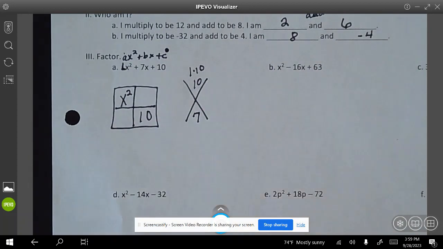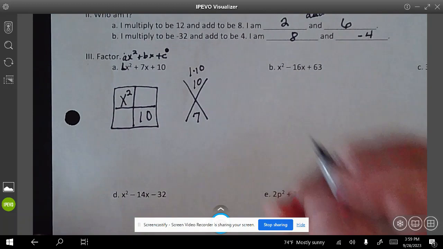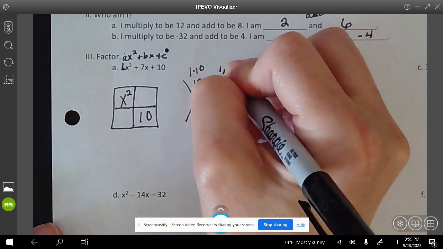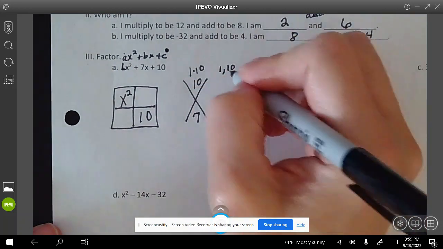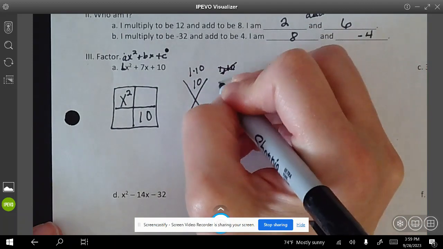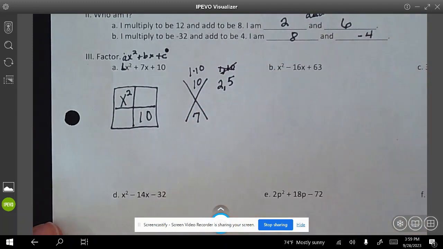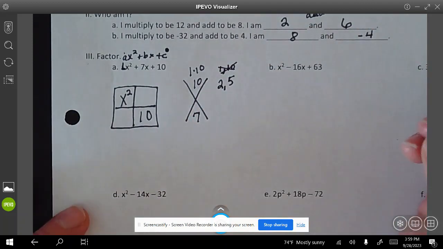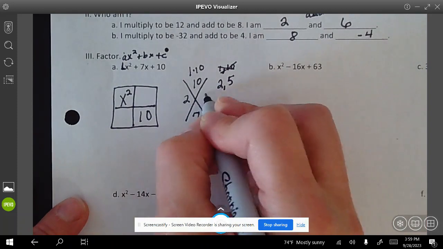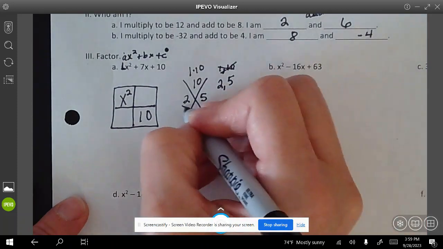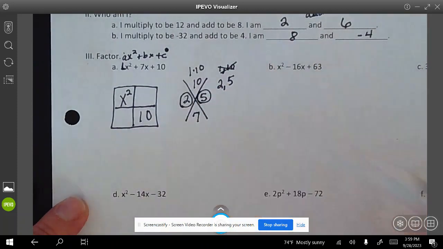So the 7. So we're looking for two things that multiply to give us 10 and add to give us 7. Let's start trying. 1 and 10. Well, that's 11 when we add it, so that doesn't work. 2 goes 5 times. 2 times 5 is 10, and 2 plus 5 is 7. So that's what works, 2 and 5. If you need to, circle those. Those are the numbers that we're going to use.